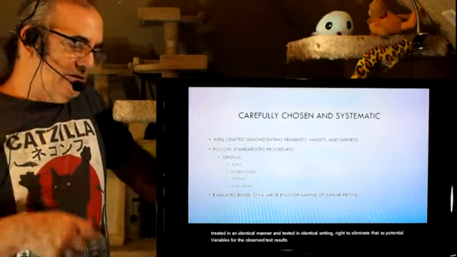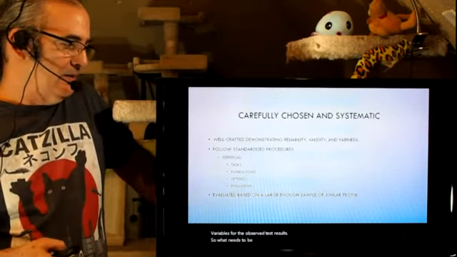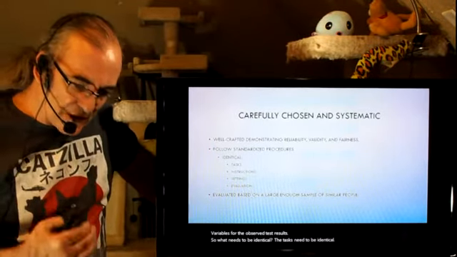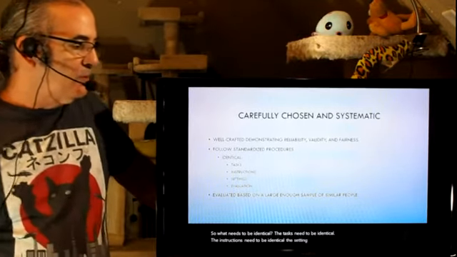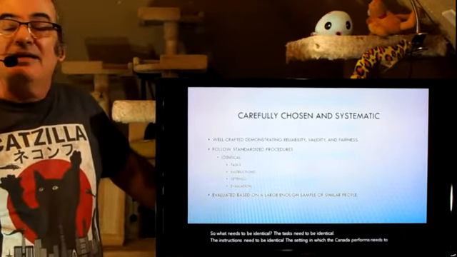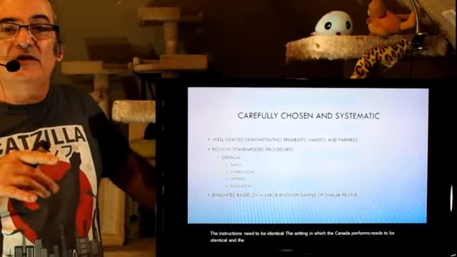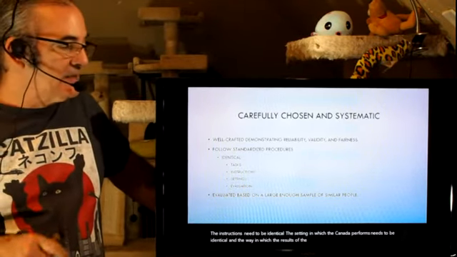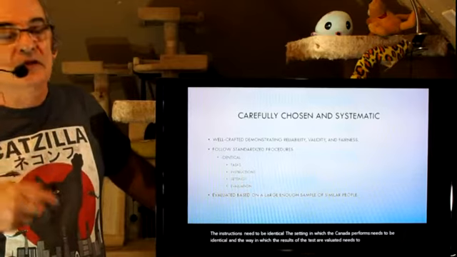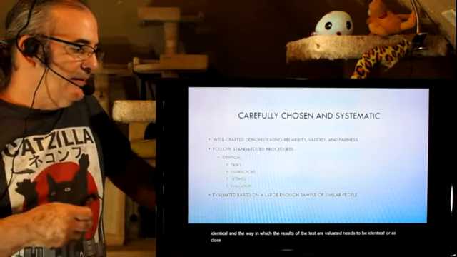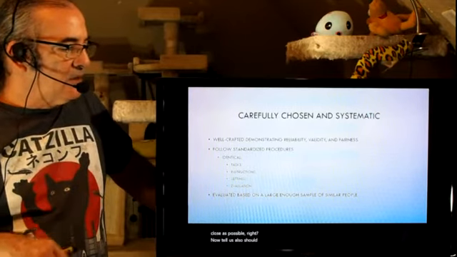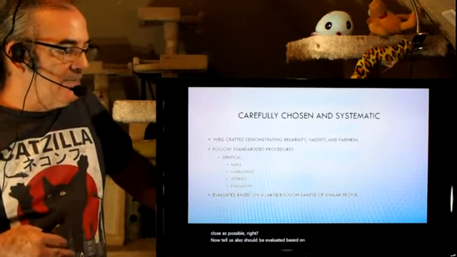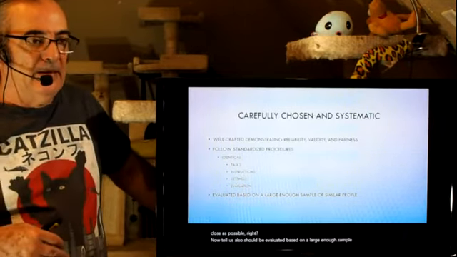So, what needs to be identical? The tasks need to be identical. The instructions need to be identical. The setting in which the candidate performs needs to be identical. And the way in which the results of the test are evaluated needs to be identical or as close as possible. Now, tests also should be evaluated based on a large enough sample of similar people.